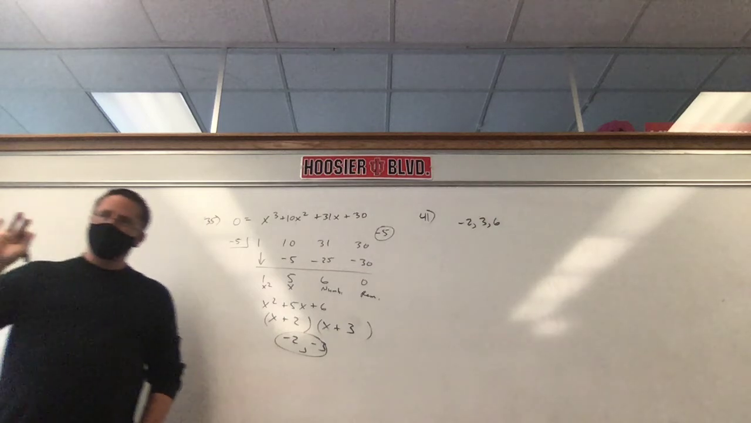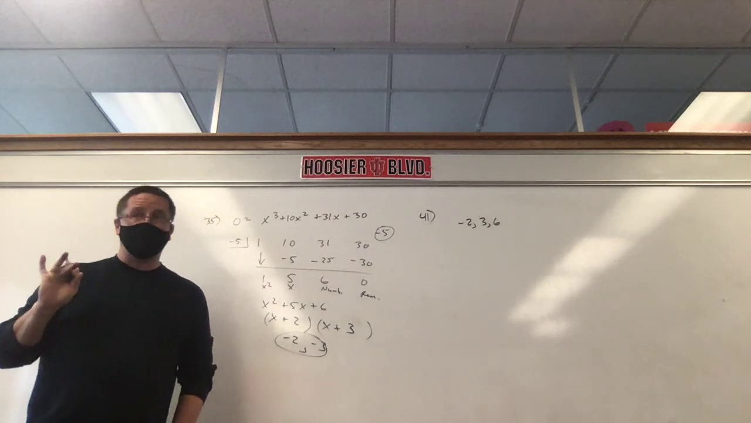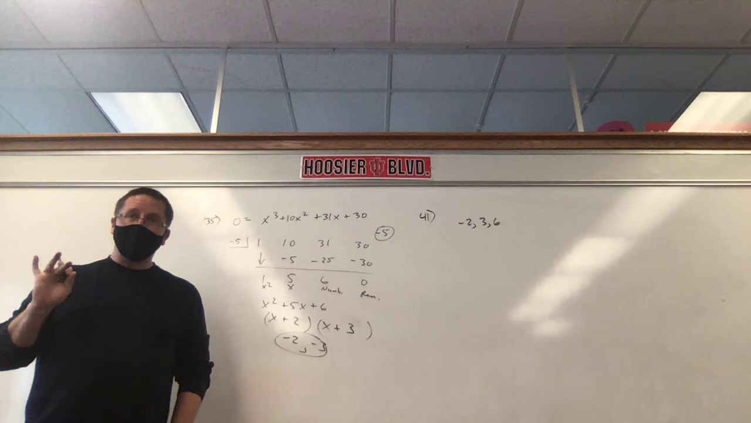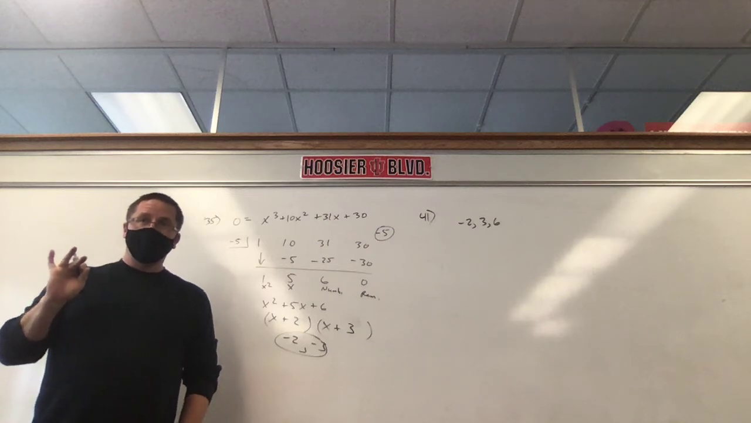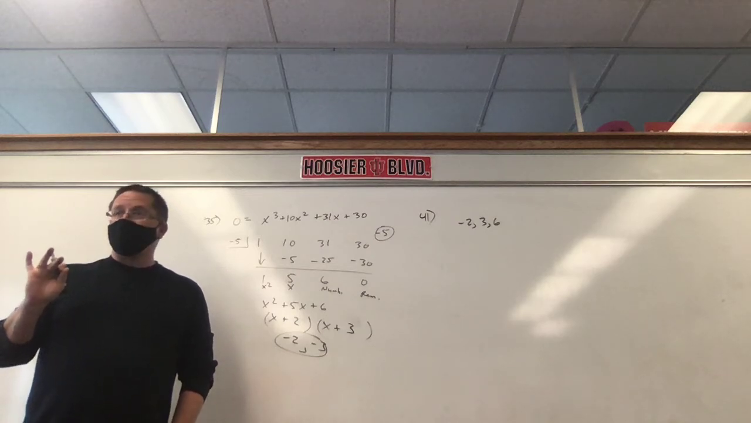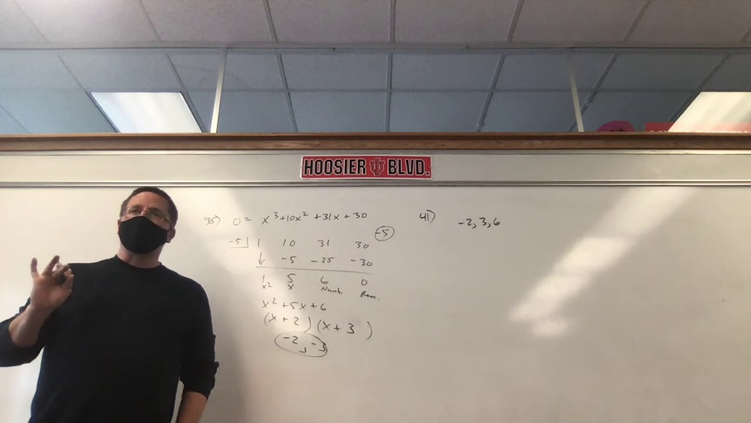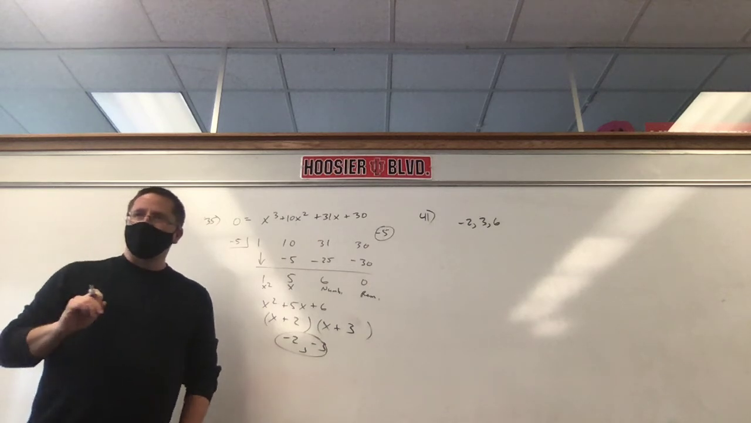Third degree, why? Three answers. Okay, there are 3 x-intercepts. Now you have to be careful. Could it be higher than third degree? Yeah, it could be, because it might be a double answer, okay? But they want the least degree, so we're going to make it third degree, okay?